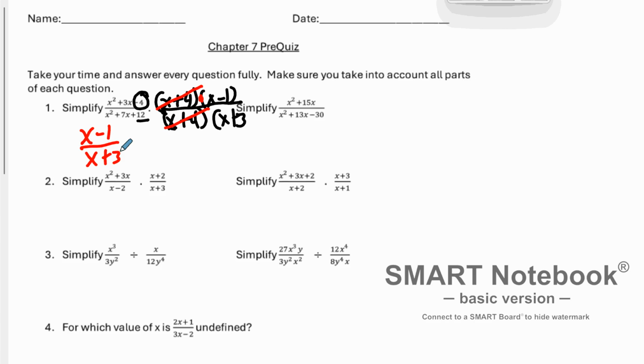If I want to find my restrictions, what x cannot be, then before I cancel, I want to set x plus 4 equal to 0, and I want to put x plus 3 equal to 0, and solve for x. So x cannot be negative 4, and x cannot be negative 3.